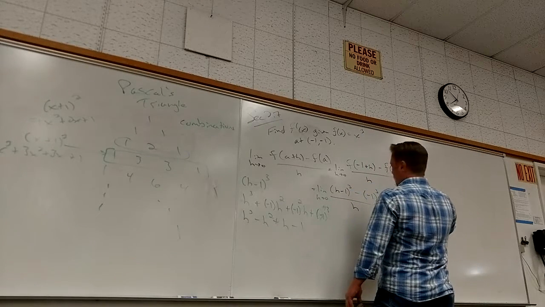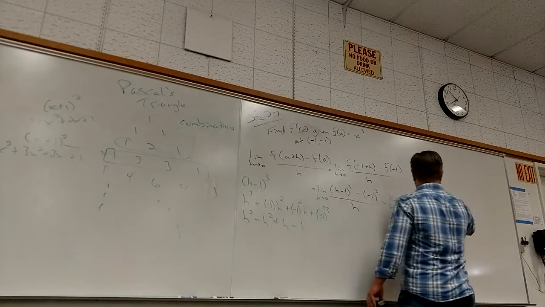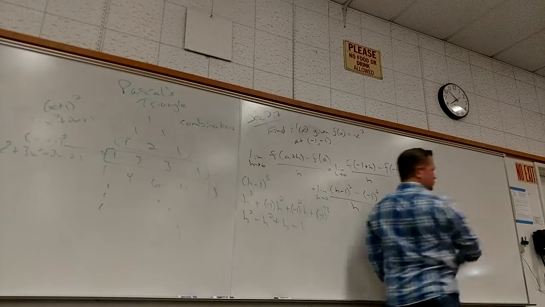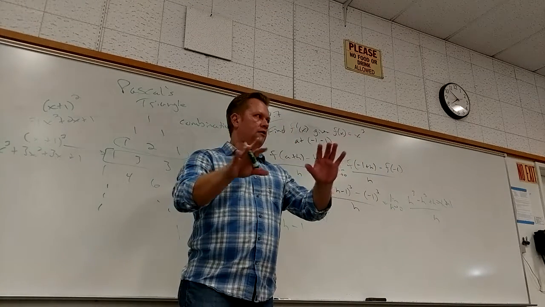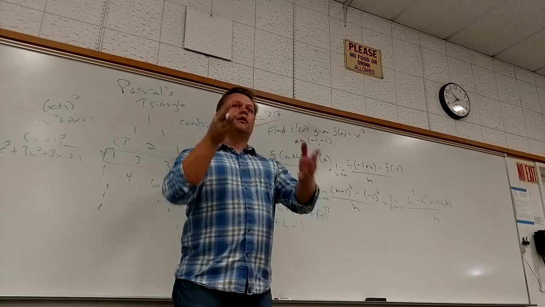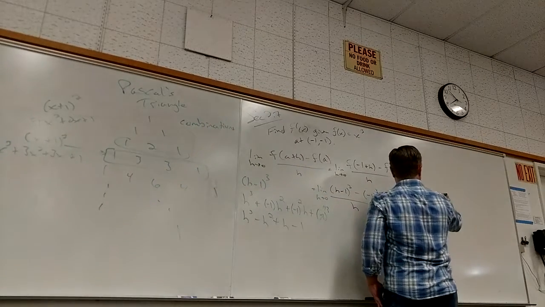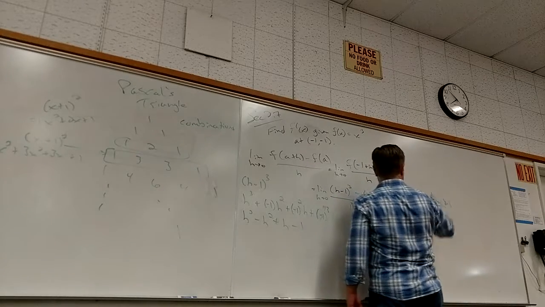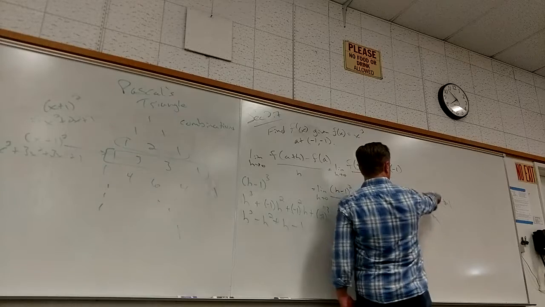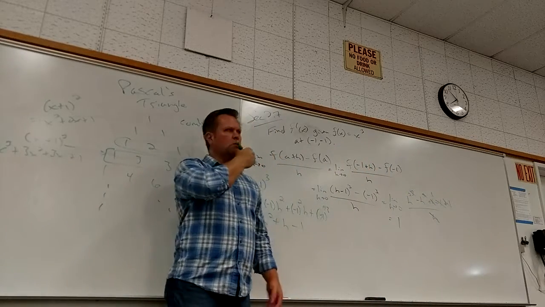H cubed minus h squared plus h minus 1 plus 1, all over h. Those go away. So like always, the h-less stuff goes away. So then you can kill the problem. 1, die, plus 2. And of course I get 1. Woohoo! What's that mean?